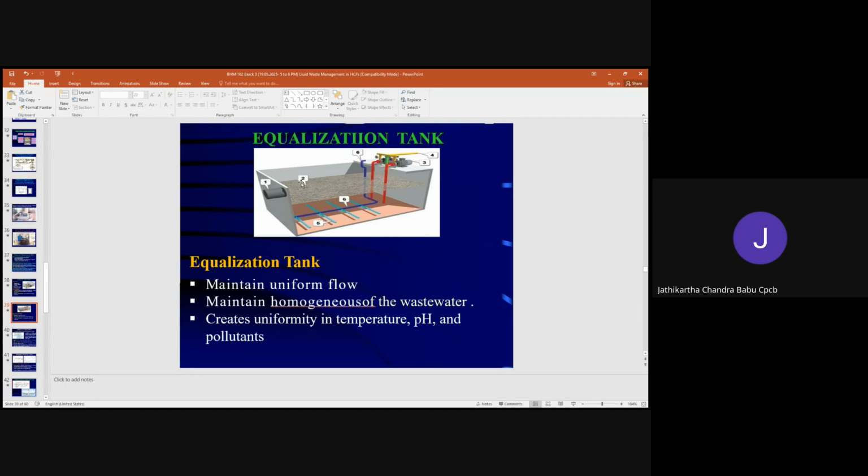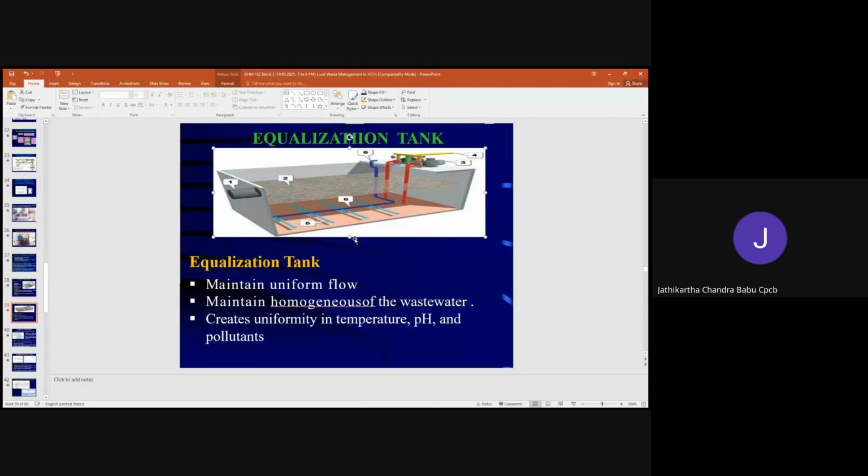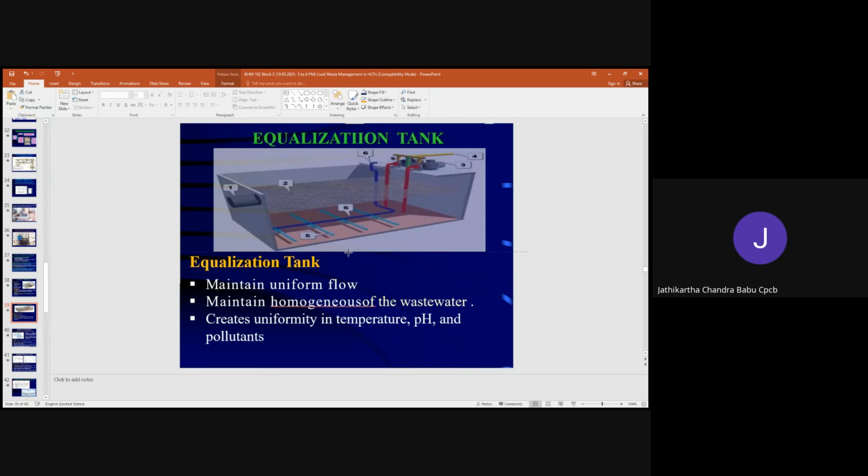Here, in order to maintain the homogeneous nature of the wastewater, all the wastewater generation may not be at the same time, and may not be uniform throughout the day. It may vary from time to time. Therefore, in order to maintain uniform wastewater quality, this equalization tank is used, where wastewater is collected from different units. Once it reaches a certain level, the wastewater will be pumped to the next treatment unit process.